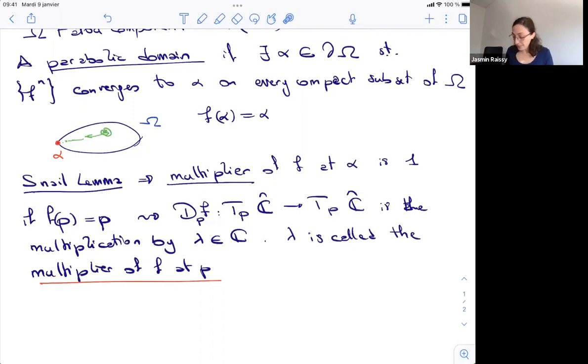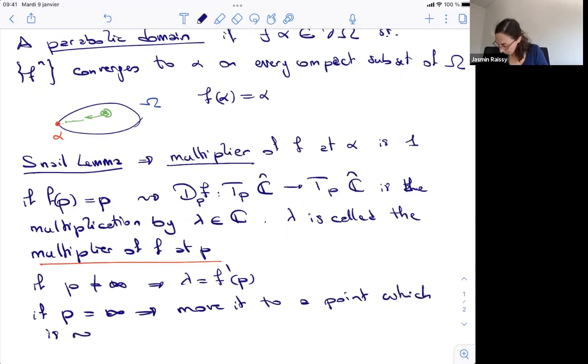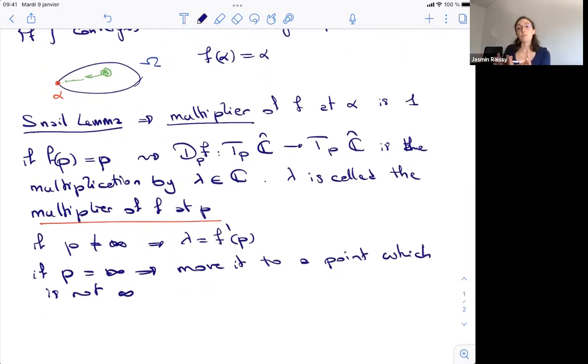But if P is not equal to infinity, then you compute it. So if P is not my infinity point, then lambda is simply going to be f prime of P. And if P is infinity, then you move it to a point which is not infinity, by using a Möbius transformation, which is an automorphism of the Riemann sphere, and then you take the derivative. So you move it to a point, say Q, and then you compute F tilde prime of Q, where F tilde is the conjugate map.